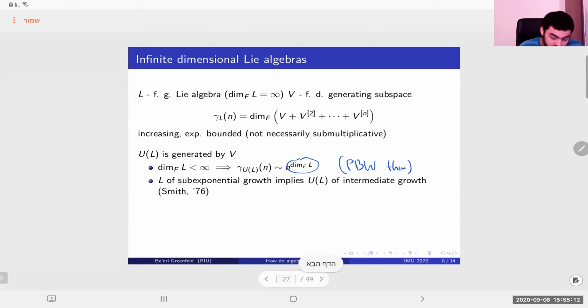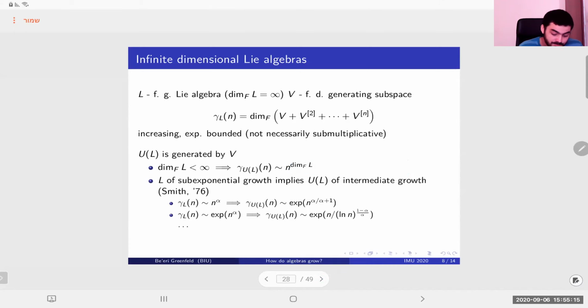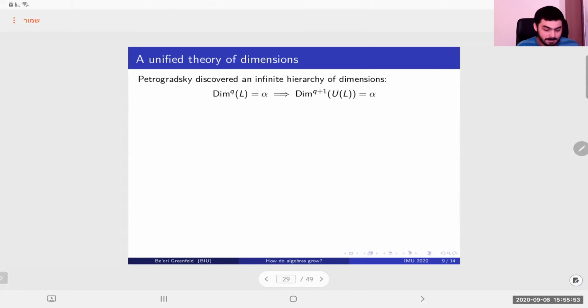Actually, further calculations by Victor Petrogradsky made it possible to compute the precise behavior of the growth function of the enveloping algebra in terms of the growth of the original Lie algebra. So, for example, if you start from a Lie algebra with polynomial growth with some degree alpha, then the enveloping algebra will have this kind of sub-exponential growth, which is exponent of n to some power between 0 and 1. So this is indeed sub-exponential, and so on. But what Petrogradsky really did is much more impressive.